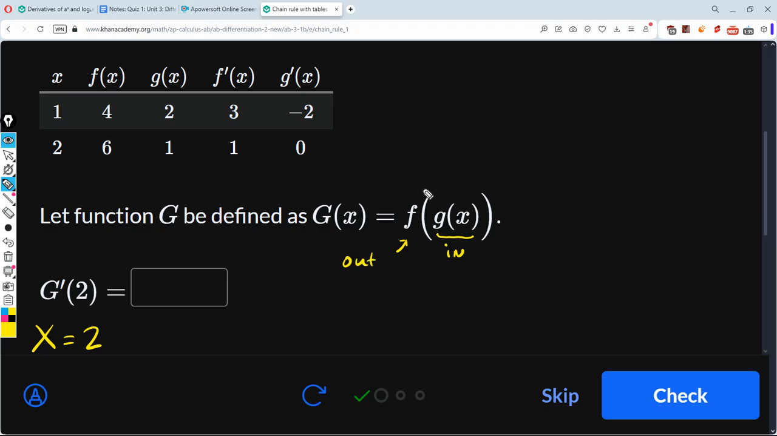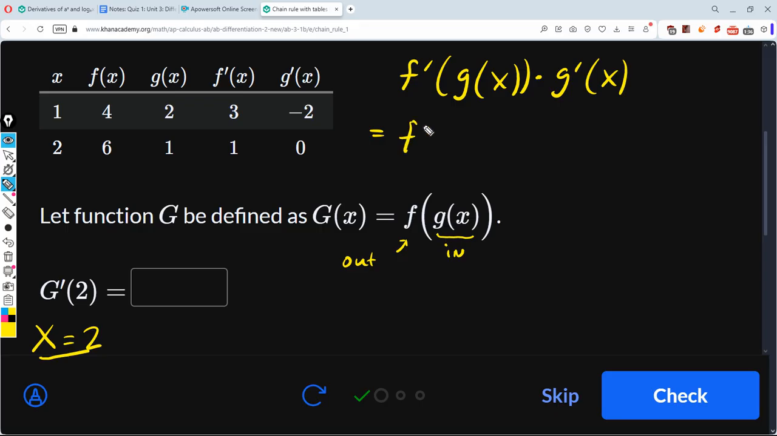Like we said in the notes, it's going to be the derivative of the outer, so that's f prime. Leave the inner alone, so that's g of x. And then times the derivative of the inner, that's g prime of x. We're finding the derivative of this right here, which is considered capital G. We're doing this at x equals 2, so subbing in 2 in place of x, we have f prime of g of 2, and again x equals 2, so that's g prime of 2.